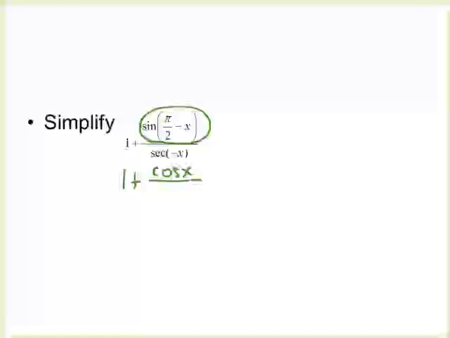What about secant of negative x? The third group of identities is our negative angle identities. Is secant on there? No. It's just the big 3, sine, cosine, and tangent. So we can't make any replacements with that yet.